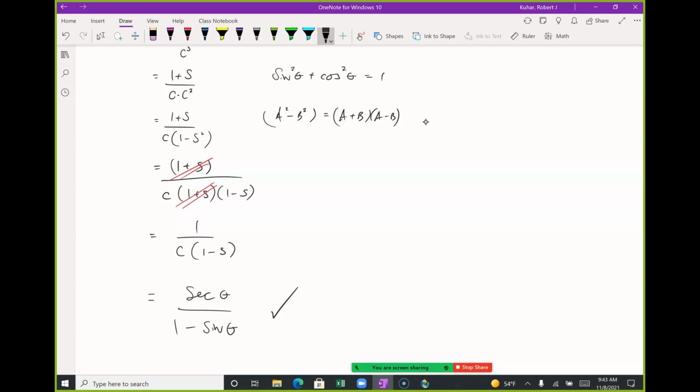But how did you move the cosine up? Like you just 1 over cosine of theta is secant of theta, right? That's a reciprocal identity. Oh, okay. Oh yeah, true. Yeah, I got it.